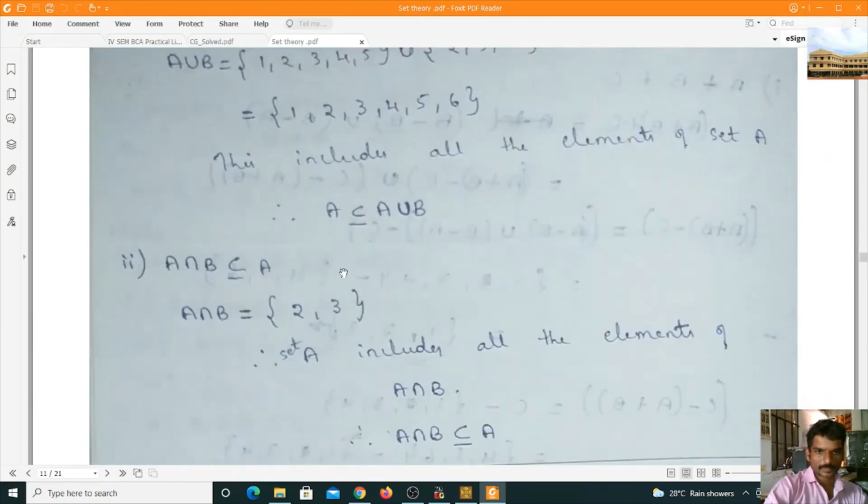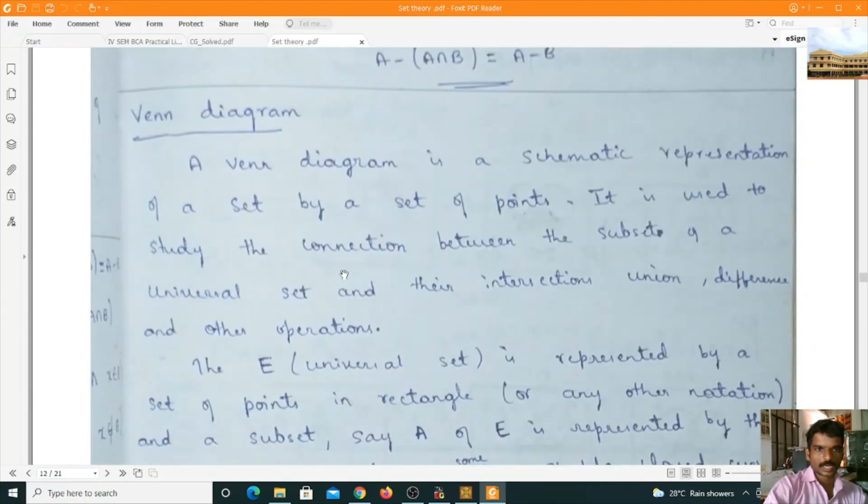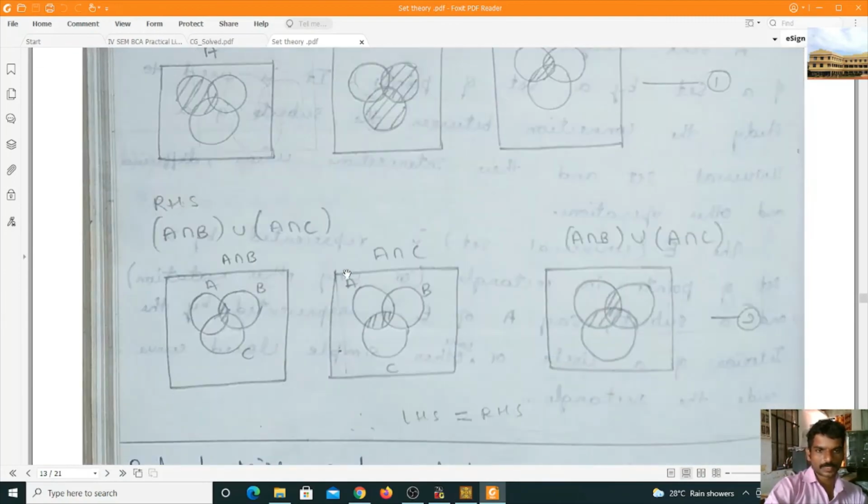Then these are the different problems related to sets. After that we discussed in the previous class Venn diagram.